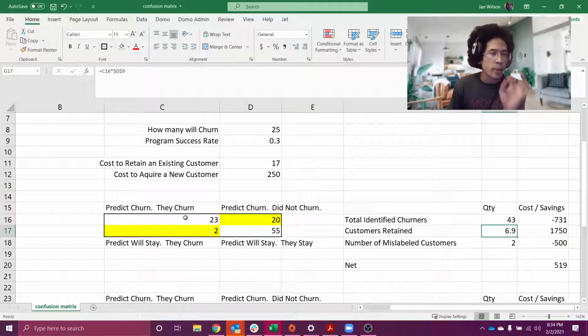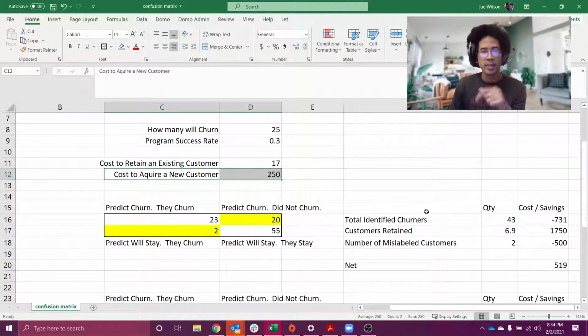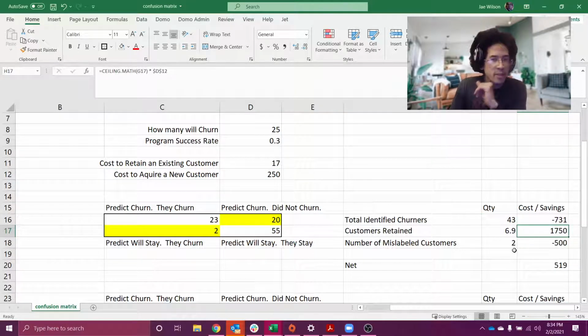Because we identified 23 people at risk of churning, we were able to save 23 times 0.3, because that's my success rate. We were able to save 7 people from churning. And so 7 times 250, my customer acquisition cost, that's $1,750 that we don't have to give out because we retained that customer.